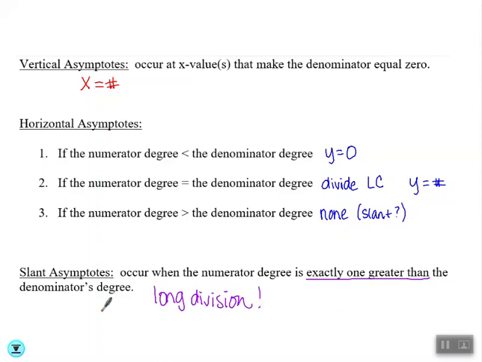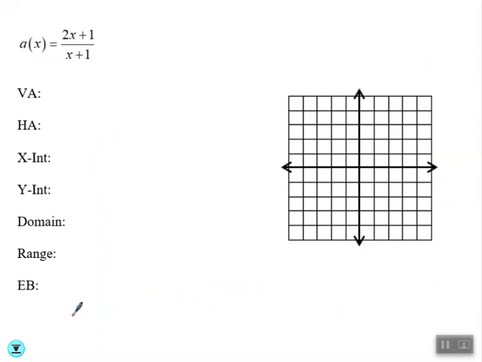So let's take a look at a few examples. First, we have a of x equals 2x plus 1 over x plus 1. To find our vertical asymptote, we need to set the denominator equal to 0. So if we have x plus 1 equals 0, and we solve it, we get x equals negative 1. So that is our vertical asymptote.